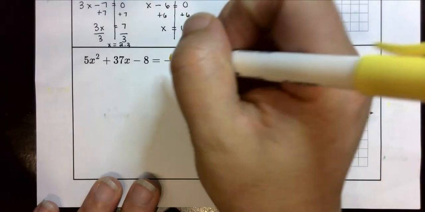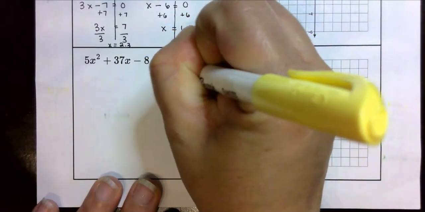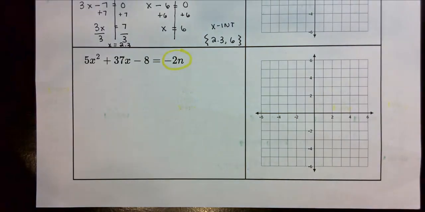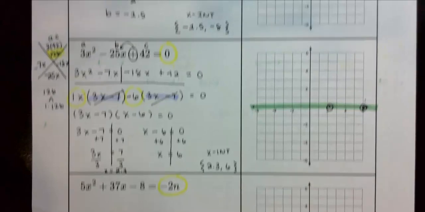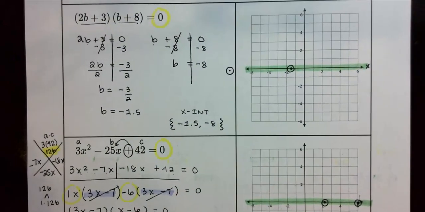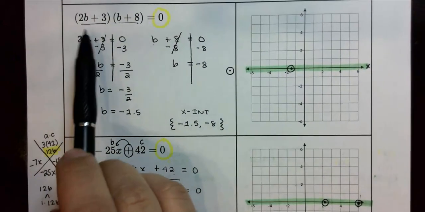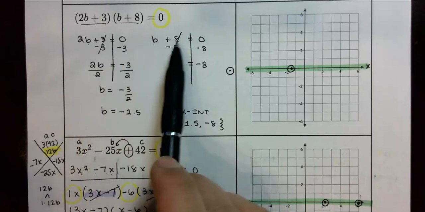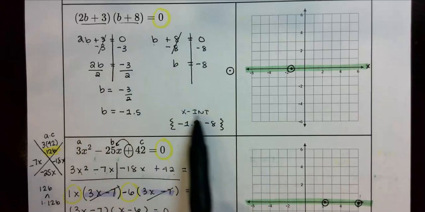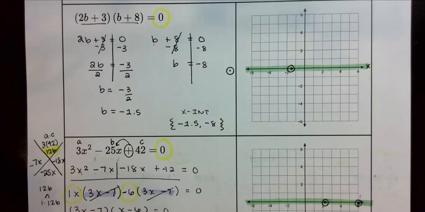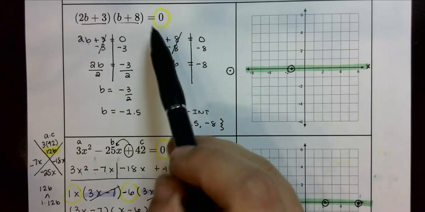So the first thing I want to point out is we can't go through our steps like we normally do because there's not a zero right there. So I'm going to go back to some of our previous problems. We were able to take both of these parentheses, set them equal to 0, and solve to find two x-intercepts because there was a 0 here.